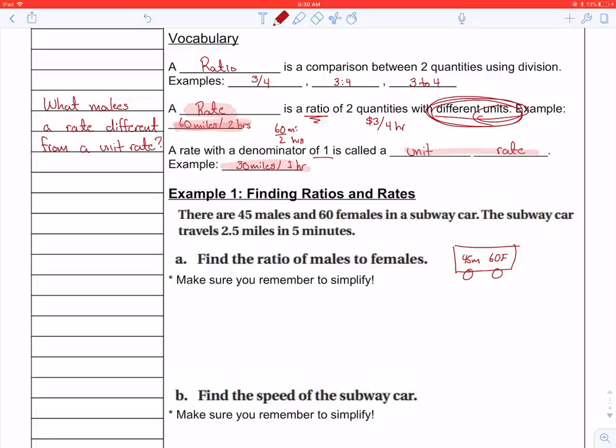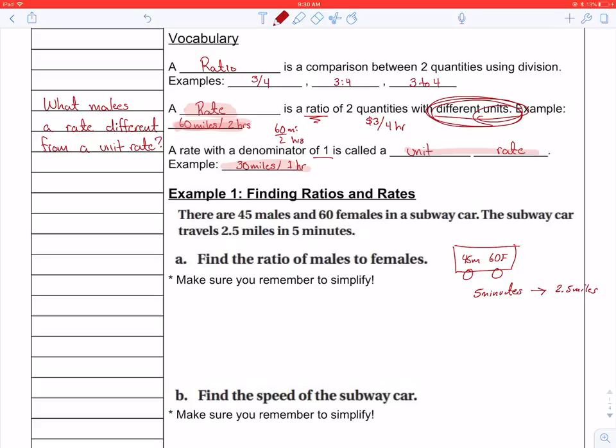The subway car travels 2.5 miles in 5 minutes. So it's traveling for 5 minutes, and in those 5 minutes it traveled 2.5 miles. Okay, now part A asks us to find the ratio of males to females.